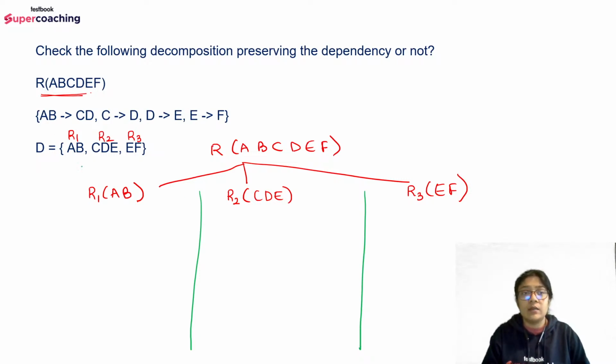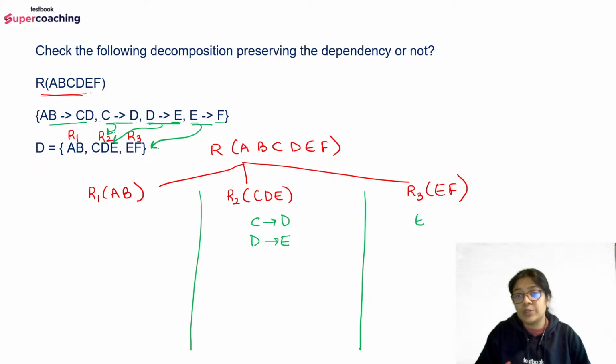AB determines CD. AB is a part of R1, CD is a part of R2. So all the attributes are not in the same relation, so here we need to check it with non-trivial functional dependency. C determines D. This will be preserved by which subrelation? C and D are a part of which subrelation? R2. That means C determines D is preserved here. D determines E. D and E, both the attributes are a part of R2, so this is also preserved here. E determines F. E and F, both the attributes are a part of R3, so this dependency will be preserved by R3.